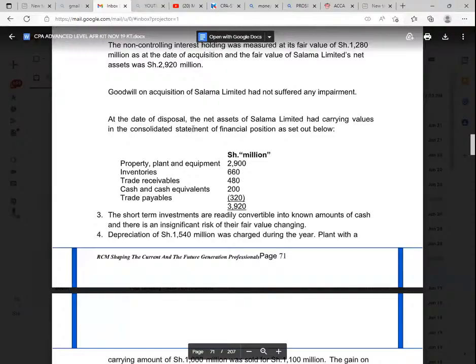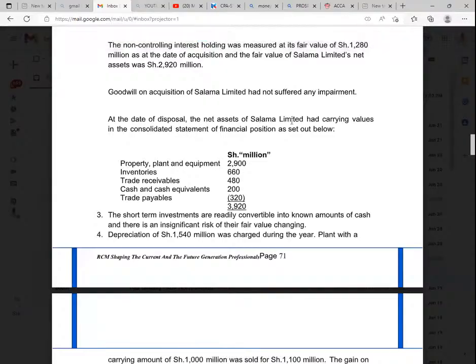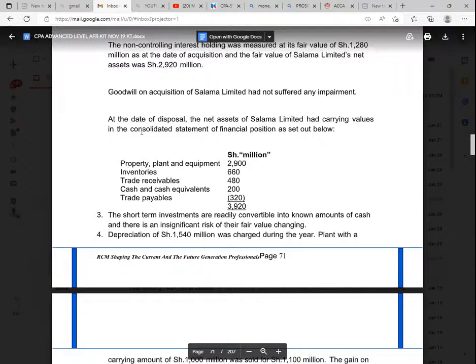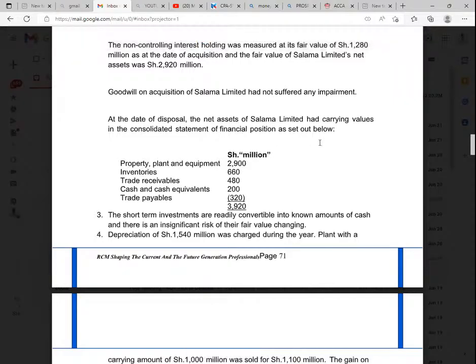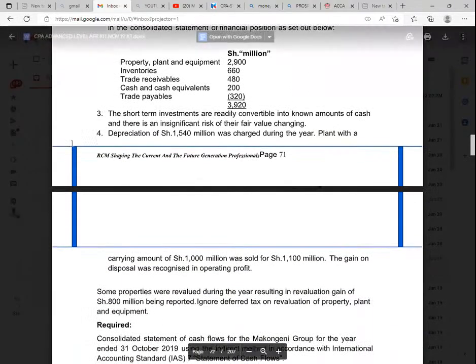At the date of disposal, the net assets of Salama Limited had carrying values in the consolidated statement of financial position as set below. Blah, blah, blah. Note 4, not affecting me for now.